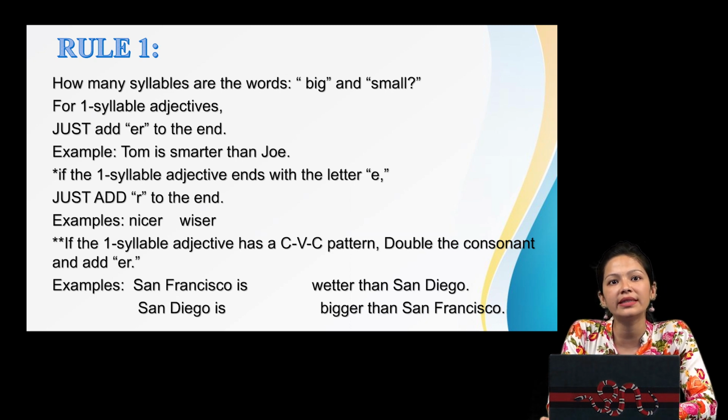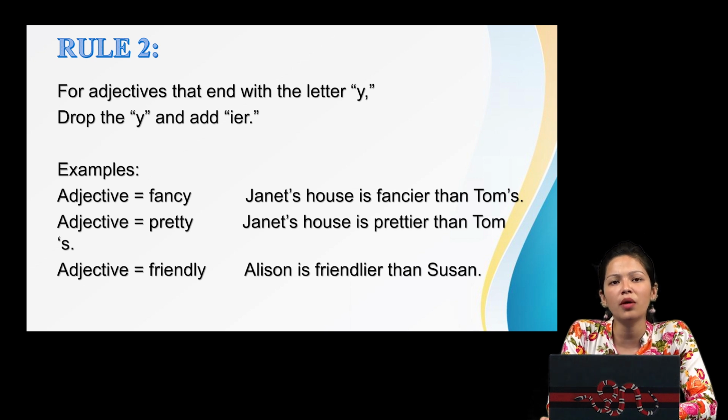And rule number 2: for adjectives that end with the letter Y, drop the Y and add IER. So you have to replace the letter Y with IER. There are three different adjectives shown in rule number 2: fancy, pretty and friendly. Just replace the letter Y in fancy. Janet's house is fancier than Tom's. In pretty, just add IER, prettier. Janet's house is prettier than Tom's. Same as the above two examples. Friendly: Alison is friendlier than Susan.